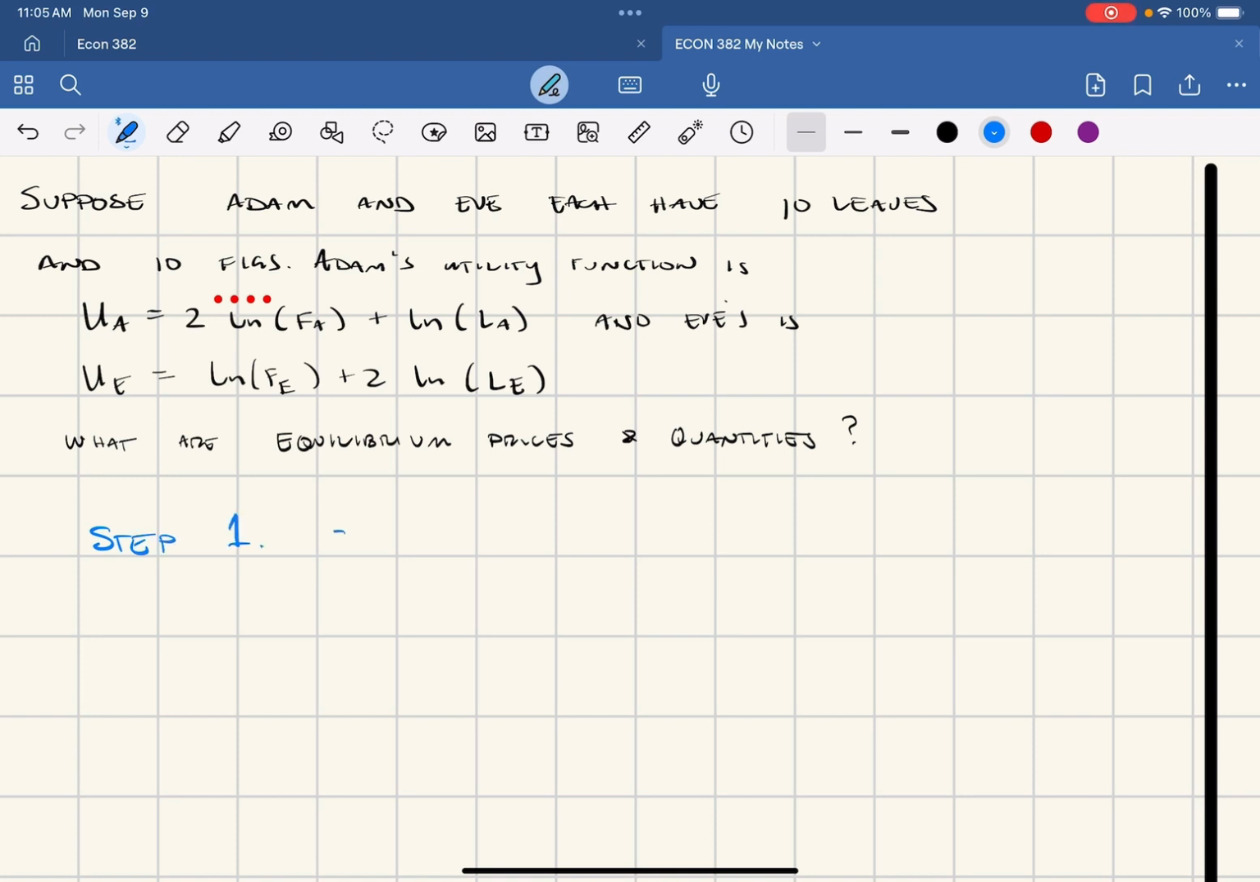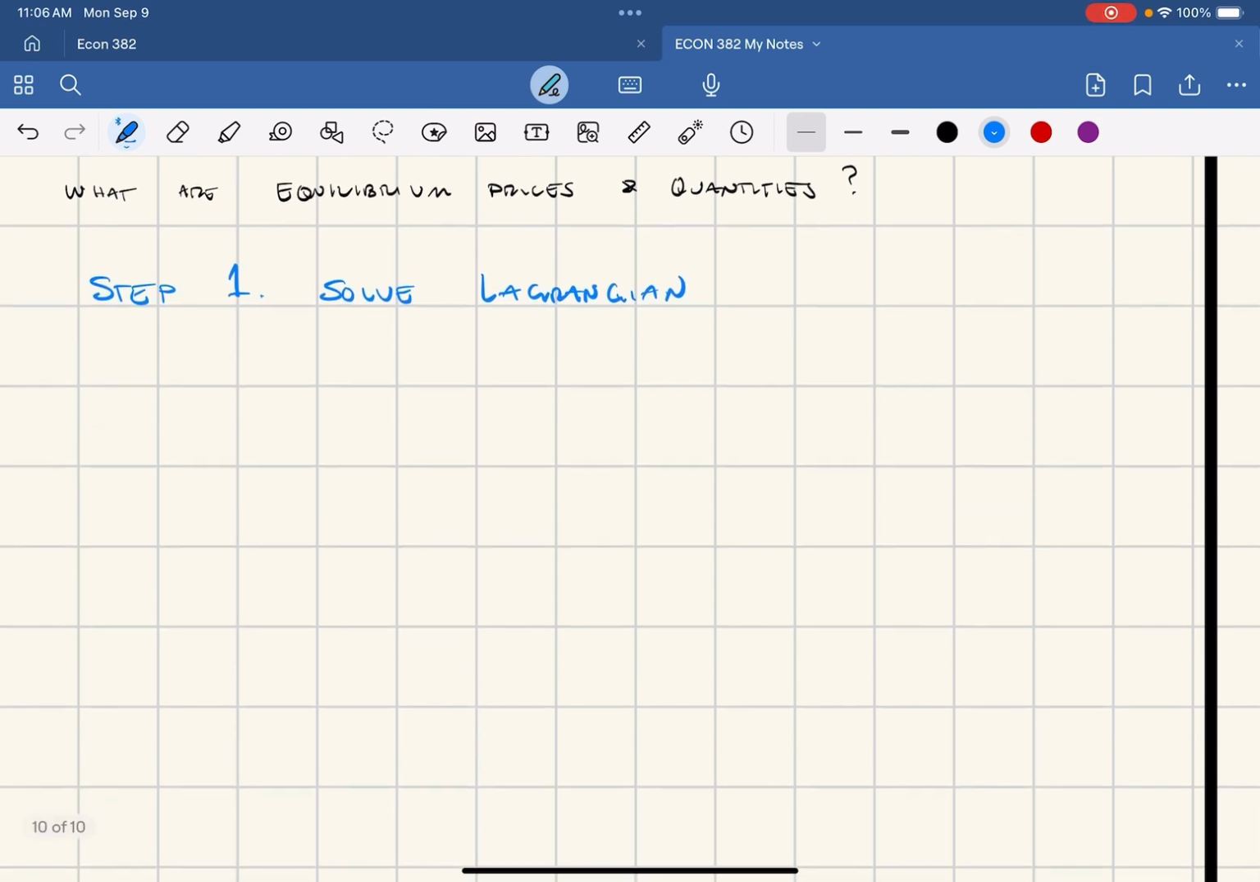Step 1 is we're going to solve the Lagrangian. And we're going to do this. I'm going to show you the work for Adam. Eve is analogous. You can follow that on your own, and we'll show the answer to what we would have had had we done it for Eve.